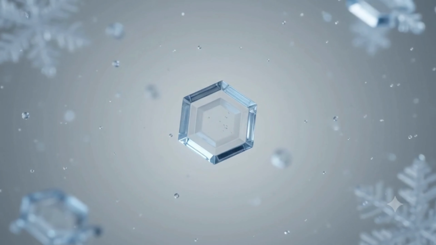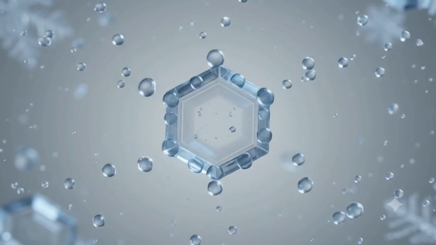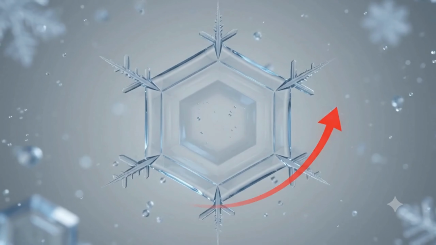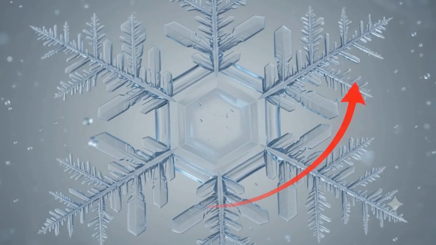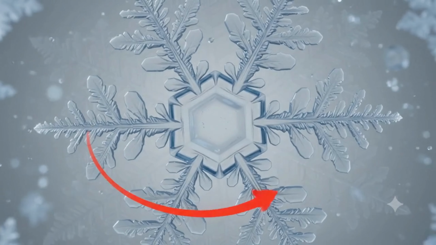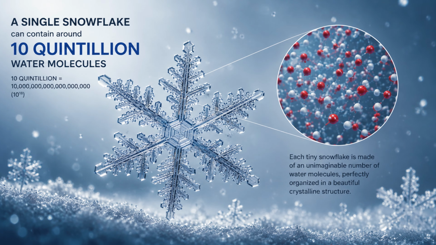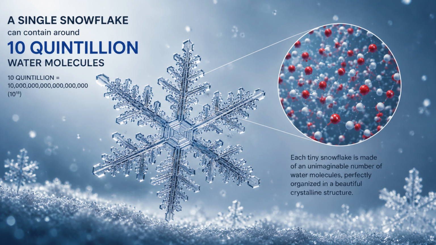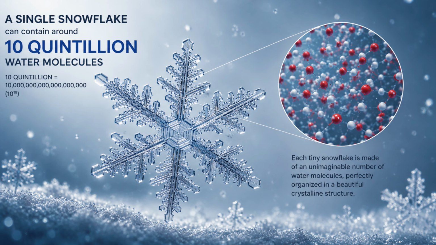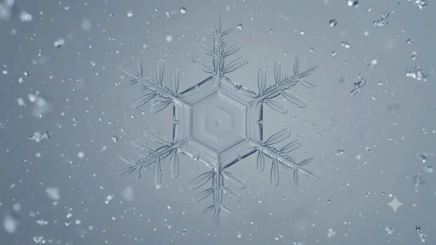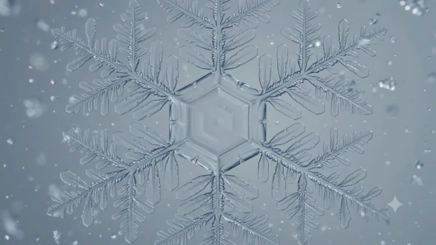As the crystal drifts through the cloud, more water vapor freezes onto its surface. One molecule joins another, then another, and another. Over time, a single snowflake can contain around 10 quintillion water molecules, each locking into place as the crystal grows. But the crystal doesn't grow evenly. Instead, delicate branches begin extending from each of its 6 corners. These intricate branches are called dendrites.